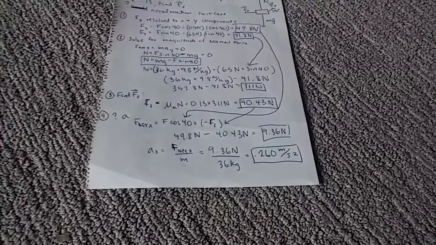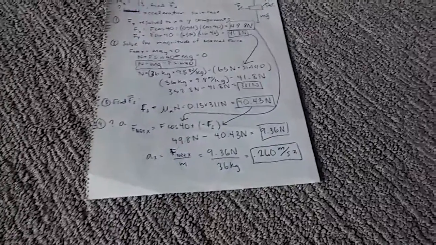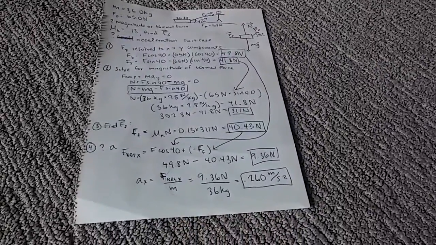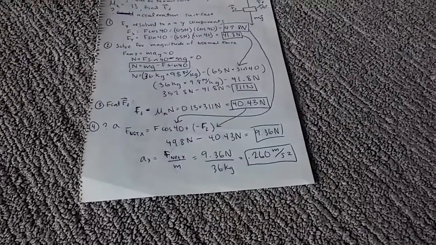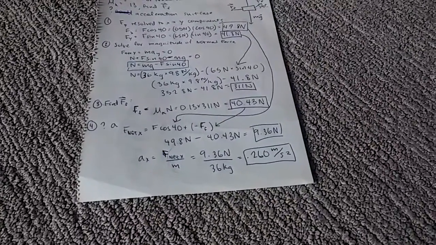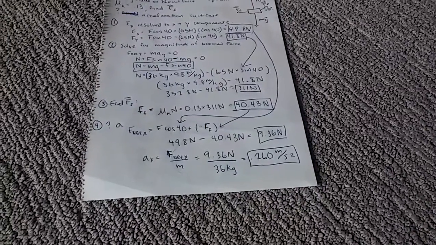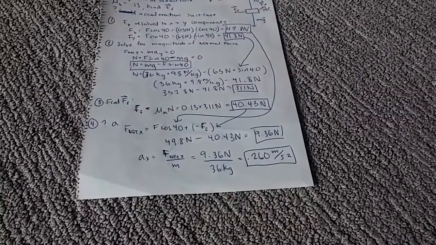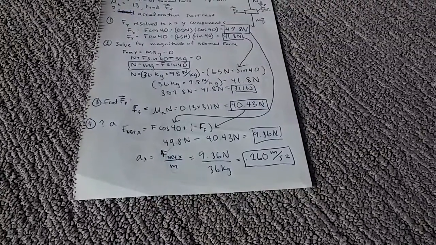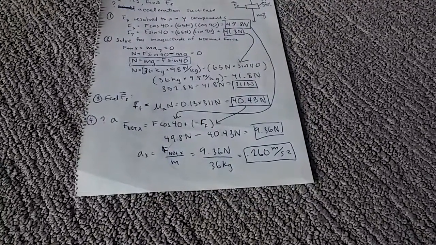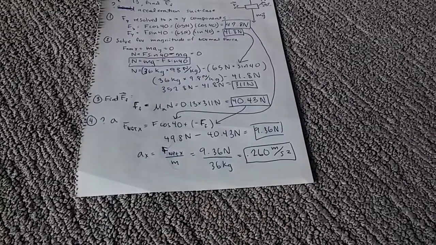The question I'm attempting is that a woman is pulling her suitcase through an airport terminal and the wheels fall off. So she ties a rope to it and drags it along the floor. The rope makes a 40-degree angle with the horizontal, and the suitcase has a mass of 36 kilograms. She pulls on the rope with a force of 65 newtons.